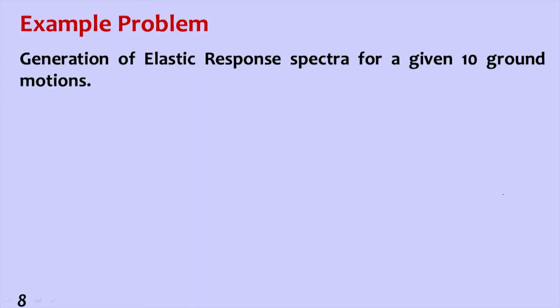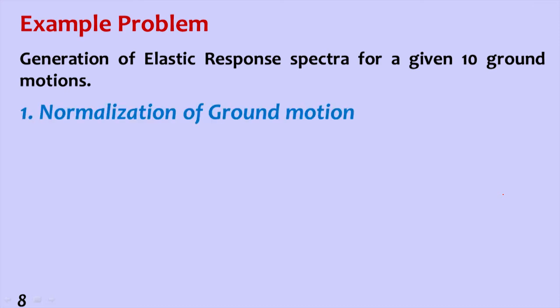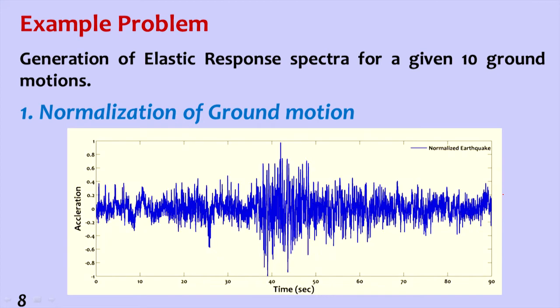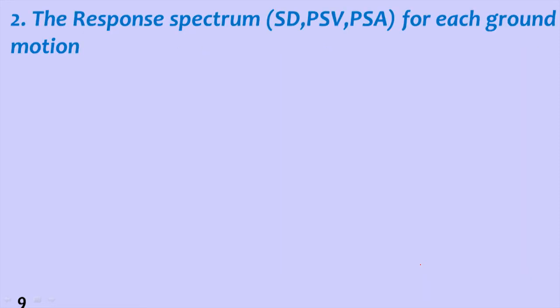So, generation of an elastic response spectrum for a given, say, 10 ground motions. First, normalize the ground motions, as you can see here. This is normalized to 1 g value. So 90 seconds of acceleration is given, and all the acceleration values are normalized to this value. They are normalized in the acceleration amplitude, not in time.